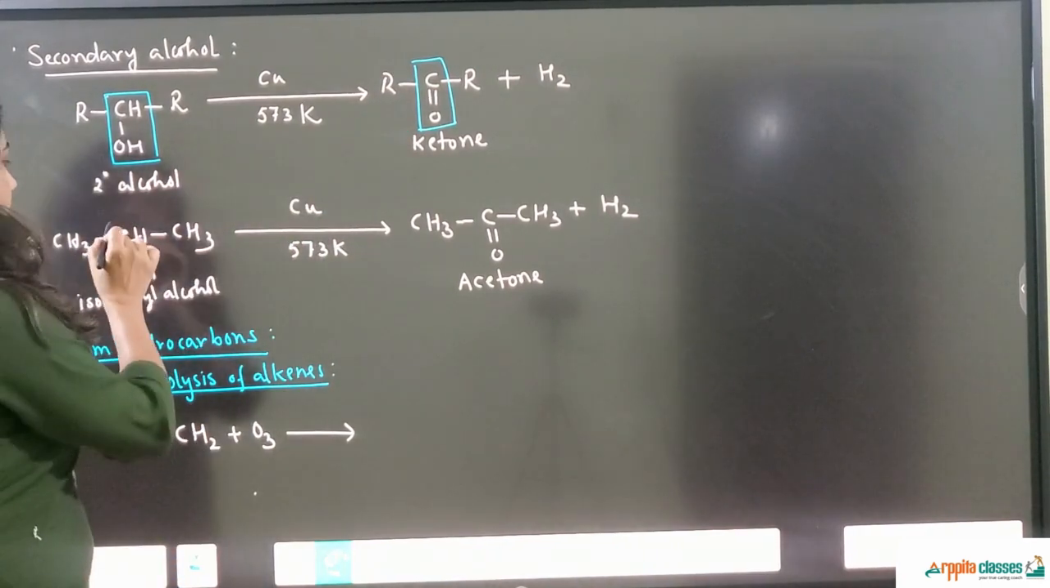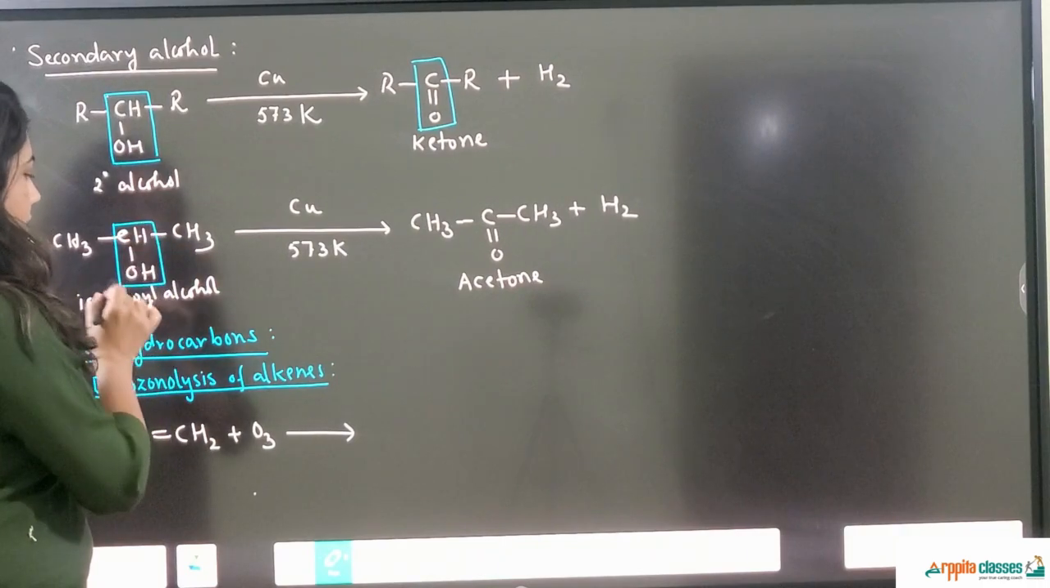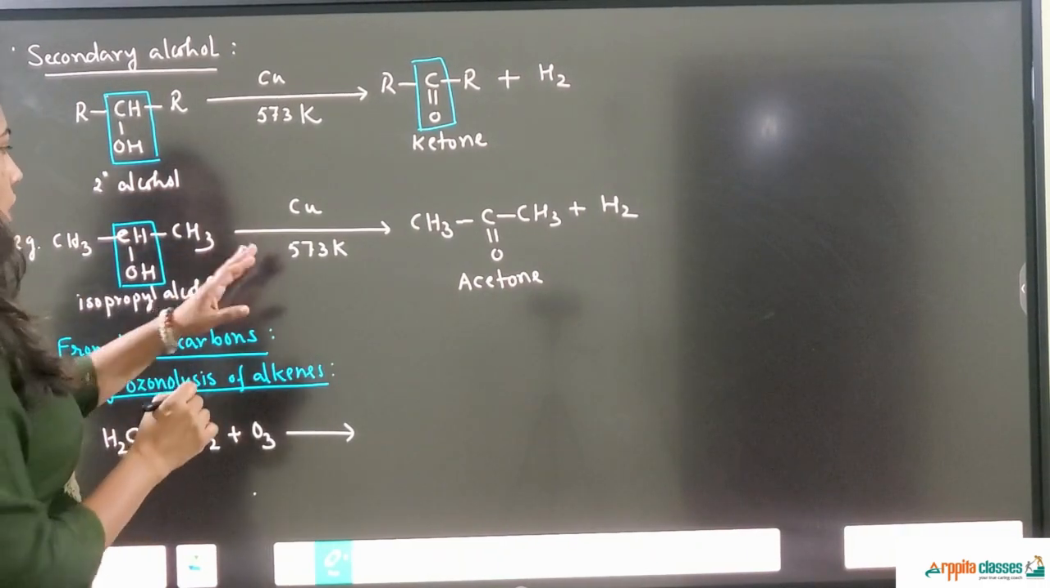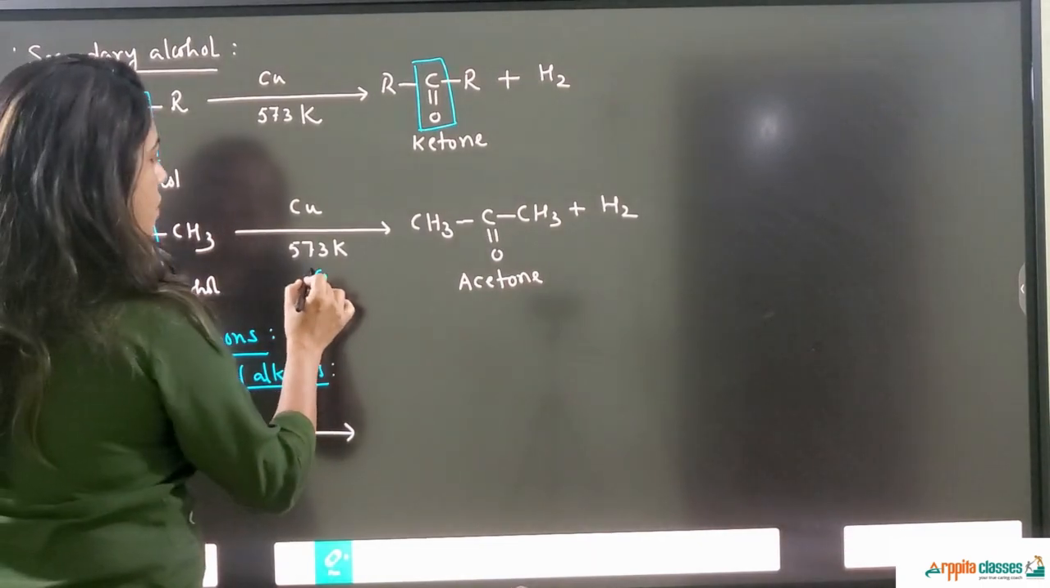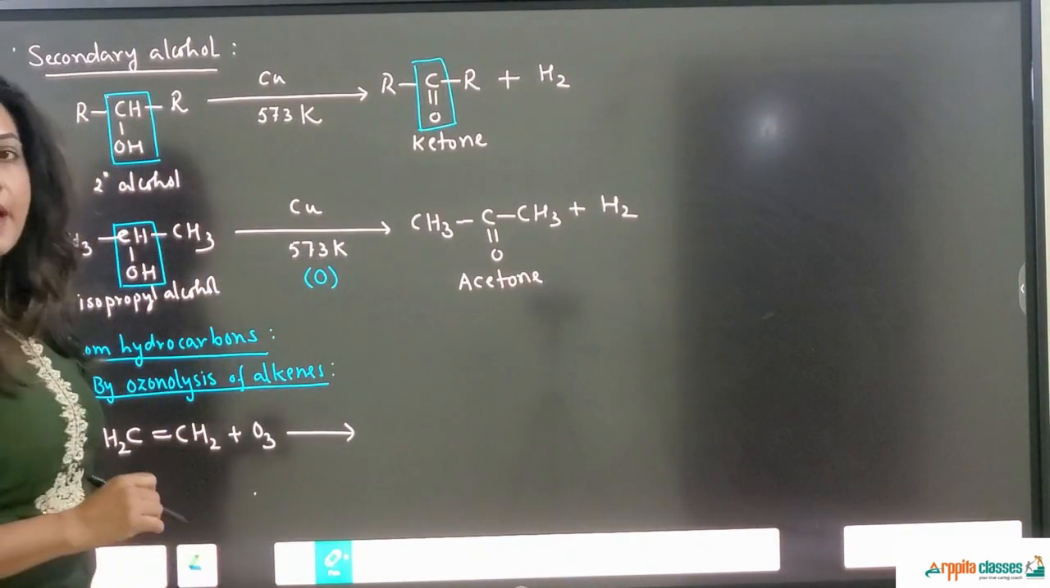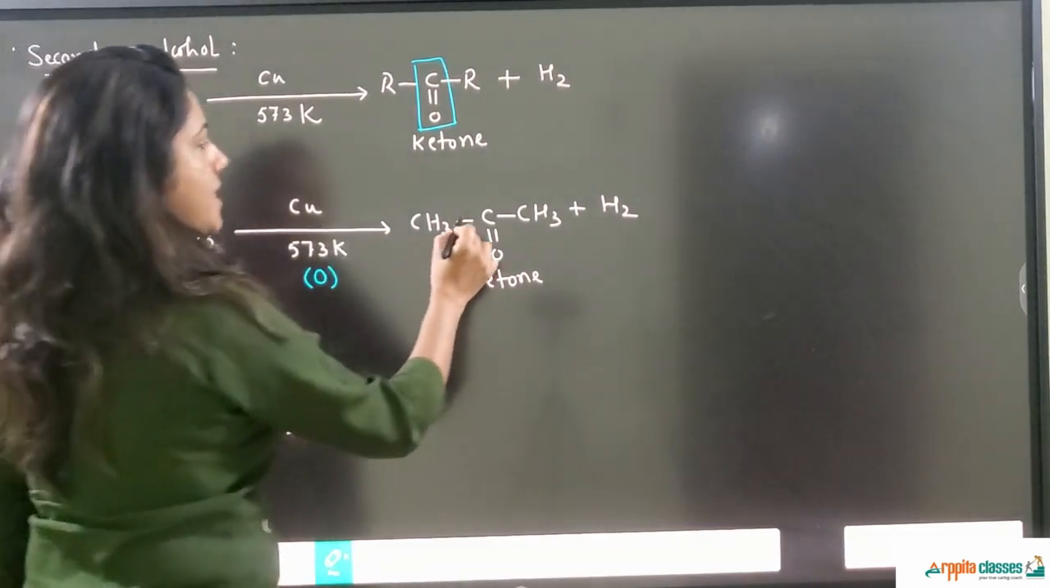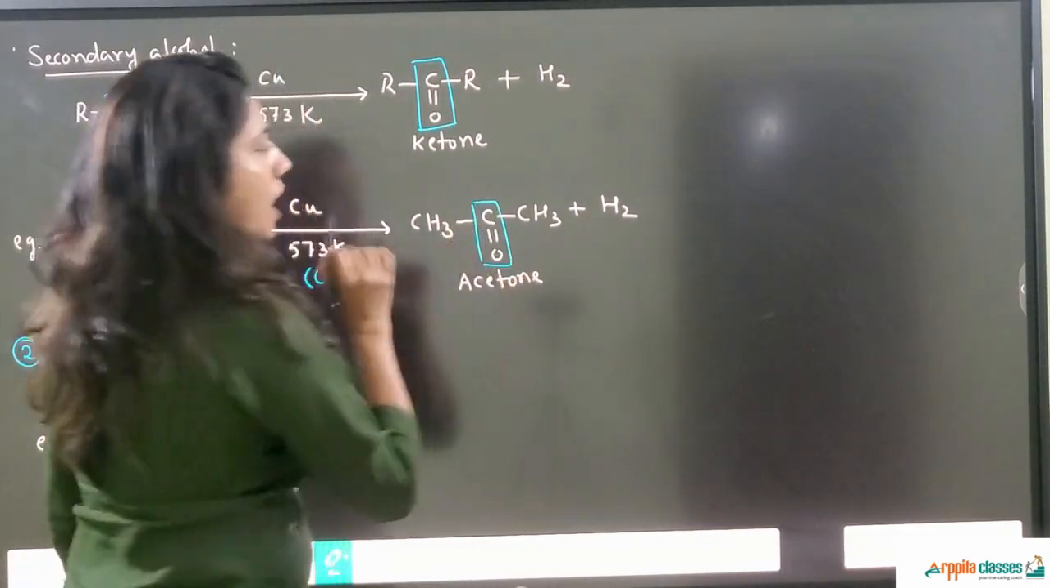Take this example, CH3CHOHCH3. This is my isopropyl alcohol. On oxidation, you can just mention this is oxidation, along with copper and 573 Kelvin, we are getting acetone with the liberation of hydrogen.